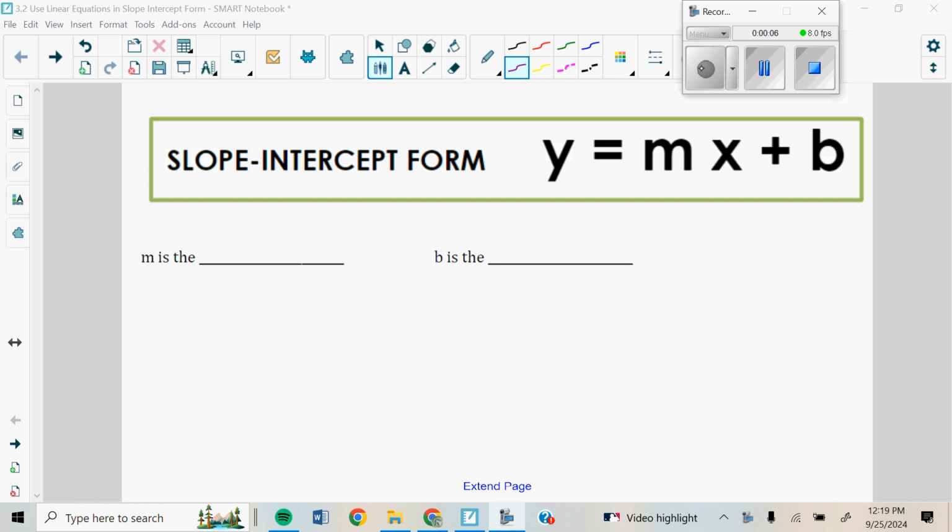We are going to use linear equations in slope-intercept form. So this is the exact same way we started 3.1, seeing this exact same slide. And just remember that your m is your slope, and that b is your y-intercept.